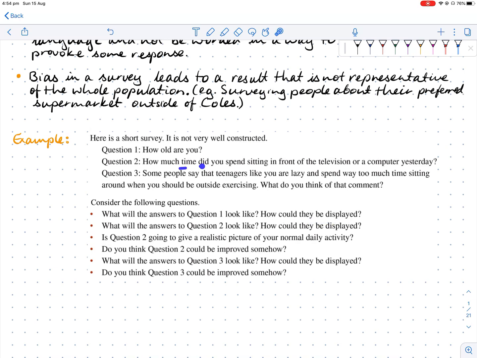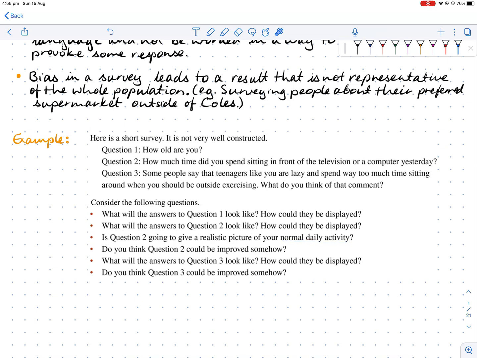Question 2, how much time did you spend sitting in front of the television or a computer yesterday? Okay, so think about what you did yesterday. How much time were you in front of the television or computer? So again, what will these answers look like? What are the possible answers that someone could give for these? And how would you go about displaying this sort of data? Also, will this give us a realistic picture of your normal daily activity?